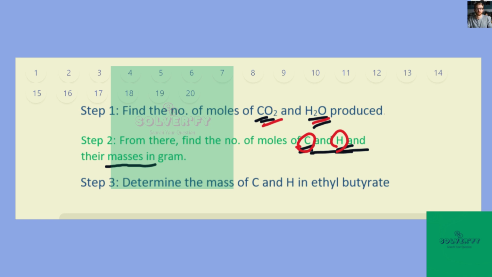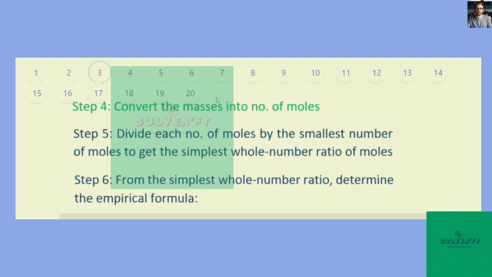And since the ethyl butyrate is combusted to produce only carbon dioxide and water, that means the mass of carbon and hydrogen we will calculate from this number of moles of CO2 and H2O, that is the mass of carbon and hydrogen in ethyl butyrate. So that way we can find the mass of carbon and hydrogen in the original sample or ethyl butyrate. Then we will convert those masses of carbon and hydrogen in ethyl butyrate into their number of moles. And then we will divide each number of moles by the smallest number of moles to get the simplest whole number ratio of moles.